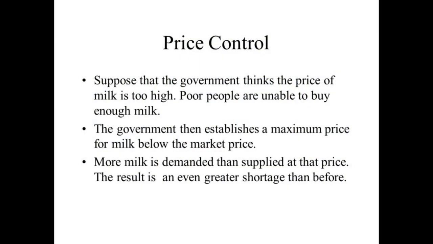Now, an example that Mises gives is, suppose the government thinks that the price of milk is too high. Say there are poor people who can't afford milk. They need the milk to give to their babies, but they can't afford it. So this is a very bad thing. So the government proposes price controls on milk, so that the poor people will be able to have more milk available.